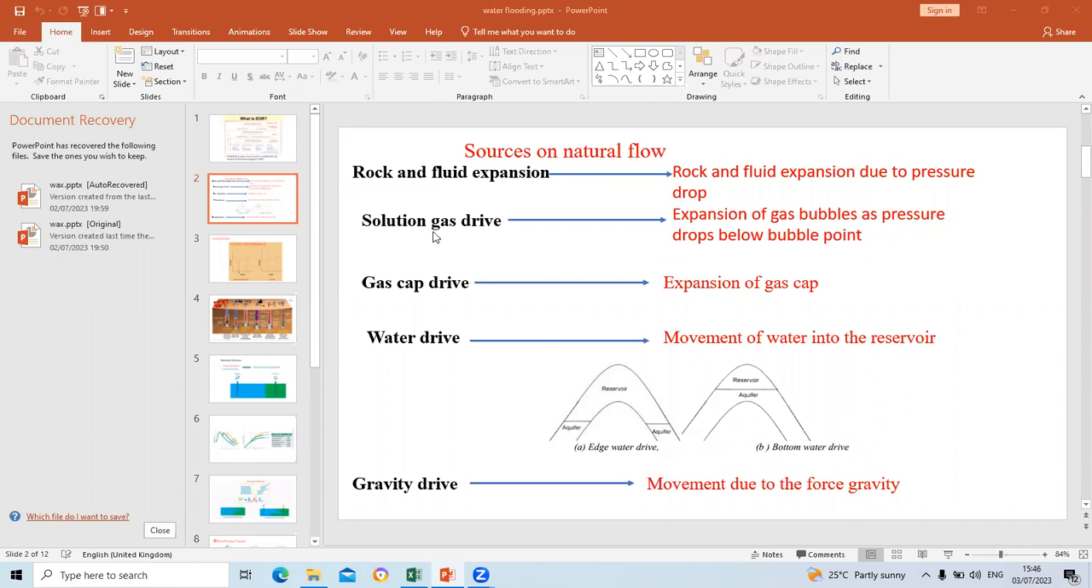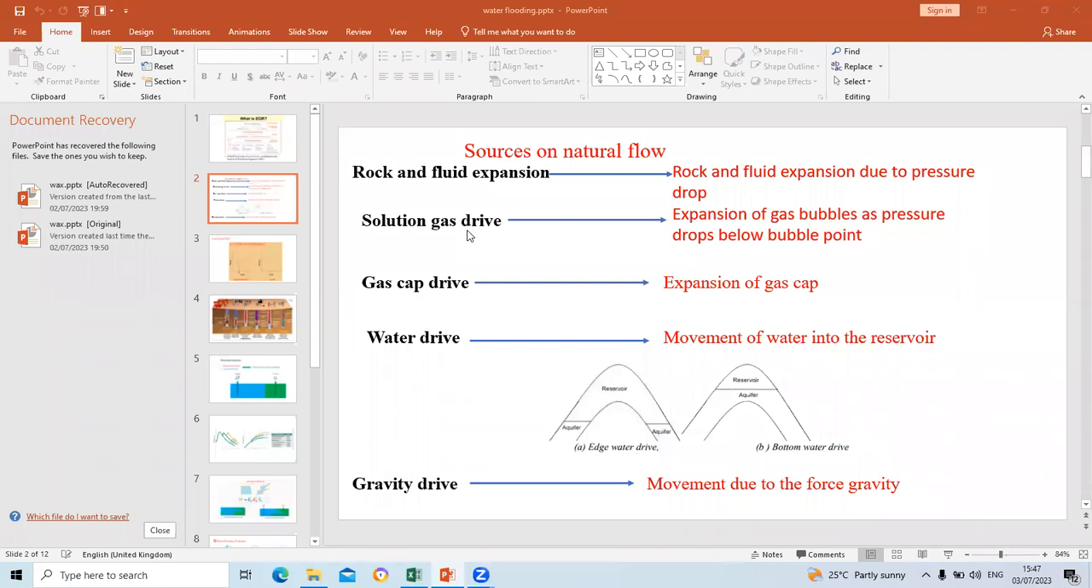The next is solution gas drive. Remember that we have a particular pressure which we call our bubble point pressure. Above the bubble point, there is no gas that exists within the reservoir. Everything has gone into solution. There is no gas. When the reservoir pressure drops, when it gets to the bubble point and slightly below the bubble point, gas bubbles start evolving from the oil.